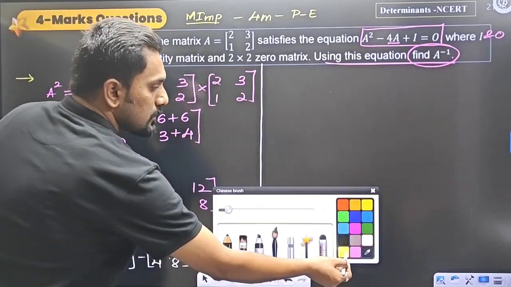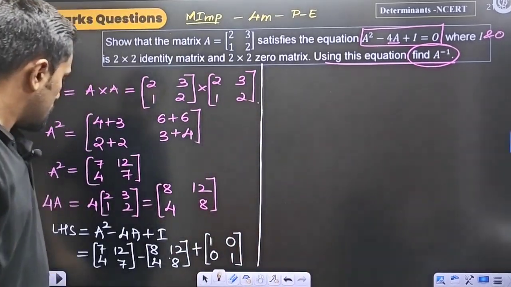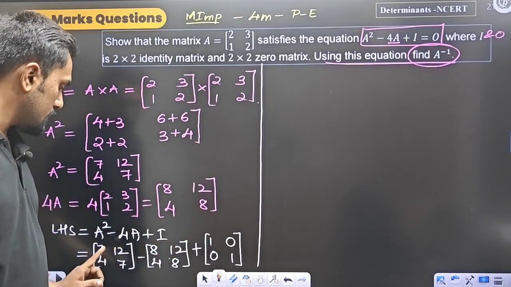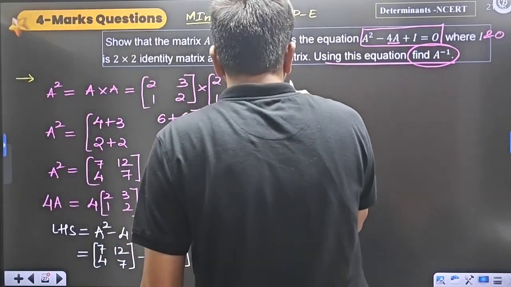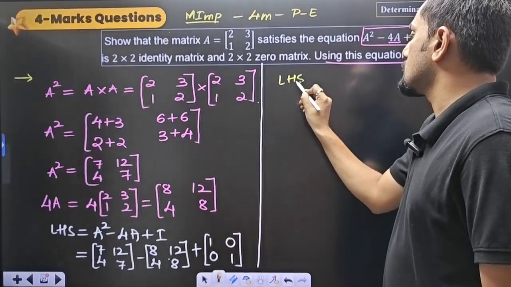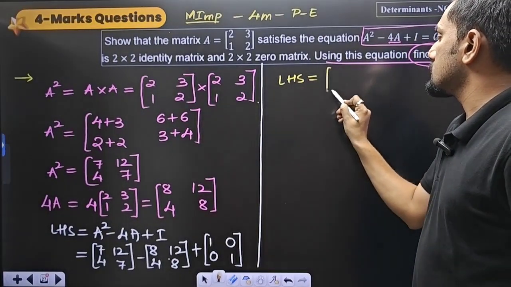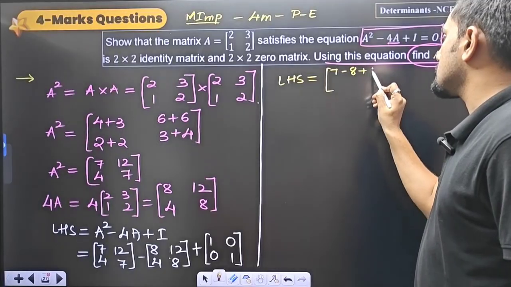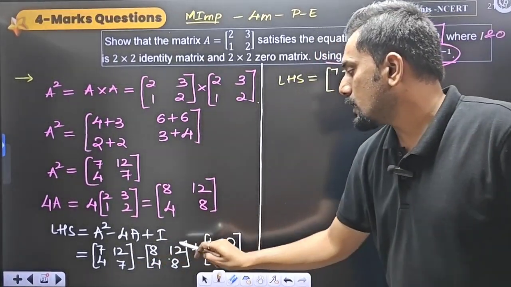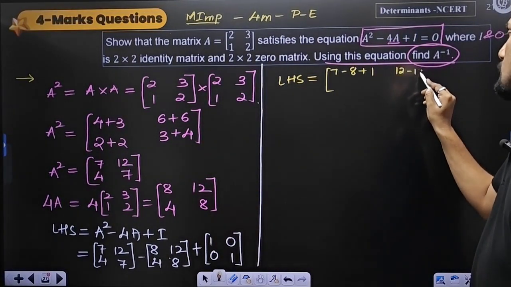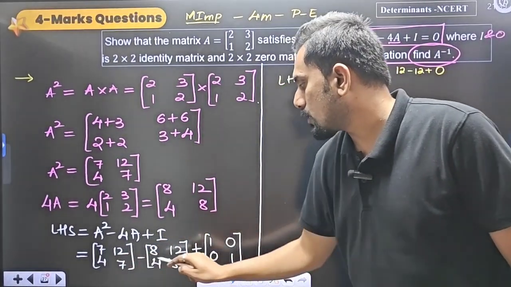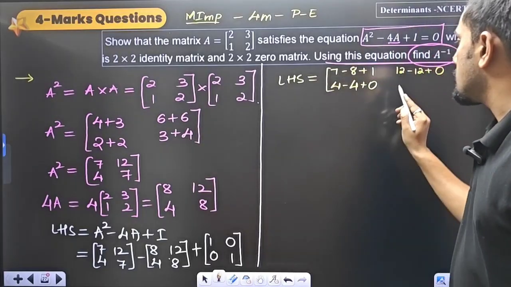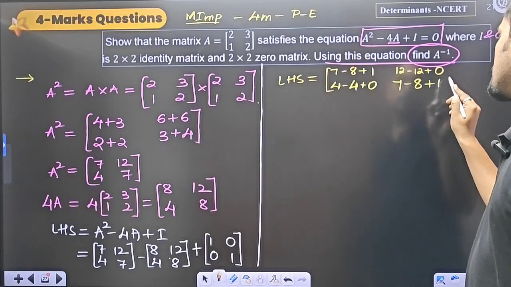Next step. I need to add this with this, subtract, sorry. 7 minus 8 then plus 1. So let me write directly. LHS is equal to 7 minus 8 plus 1. Next, 12 minus 12 plus 0, 12 minus 12 plus 0. Then 4 minus 4 plus 0, 4 minus 4 plus 0. Then 7 minus 8 plus 1.